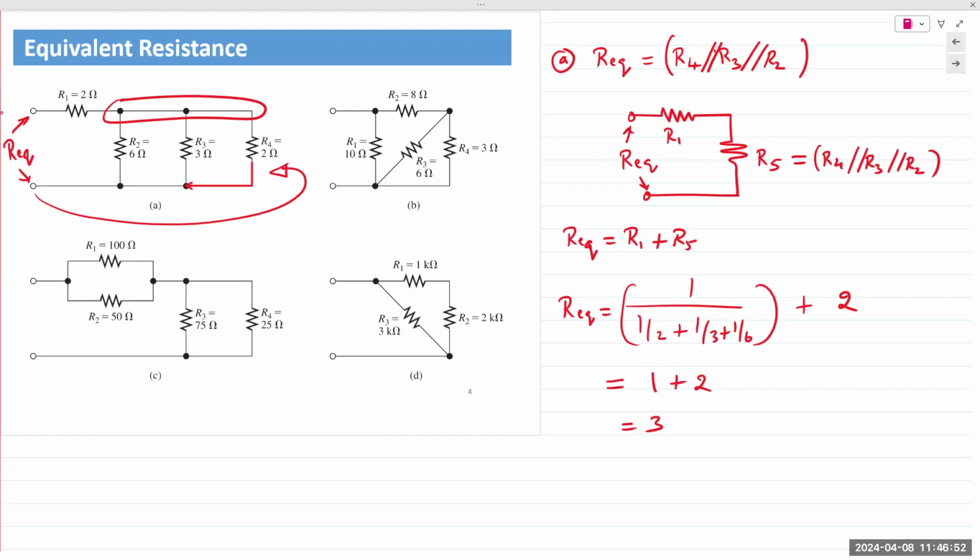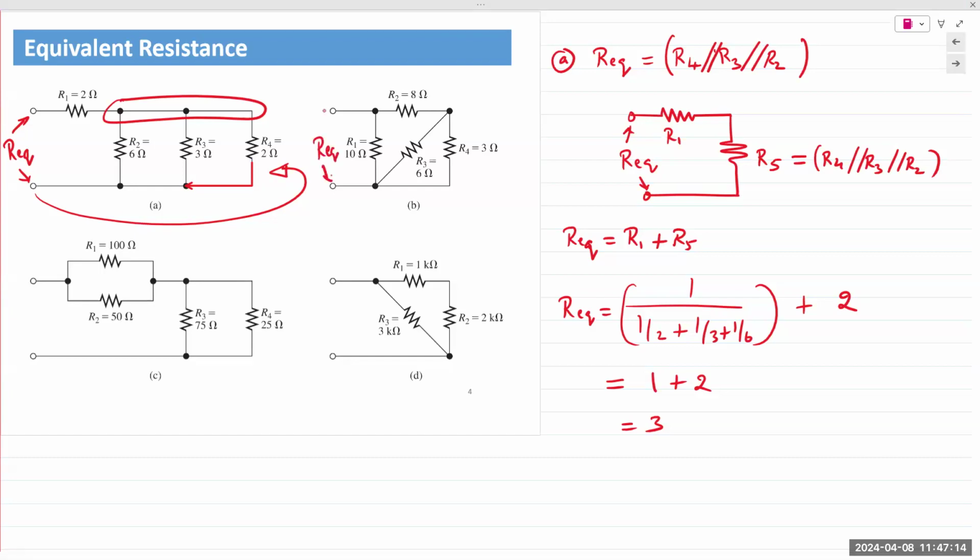Does everybody get what I'm trying to say? Right? So in a parallel combination, the resulting REQ will always be smaller than the smallest resistor in that parallel network. And that's something to keep in mind. Okay, any other questions? Let's look at example B before we move on.